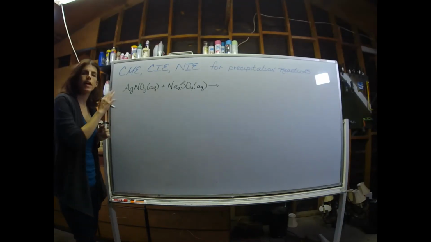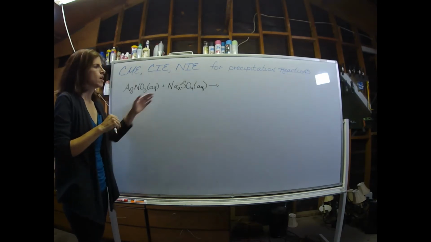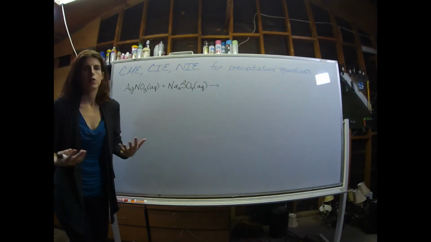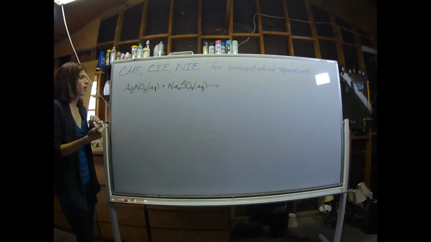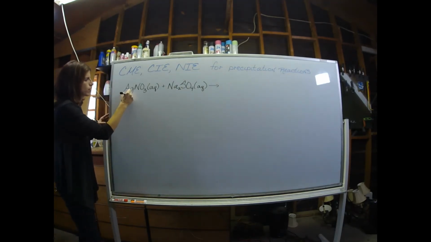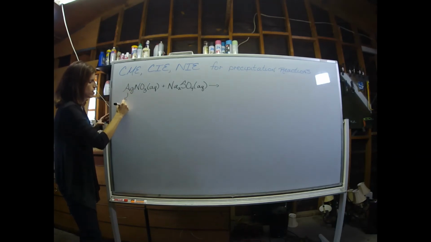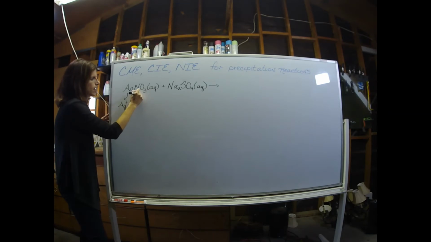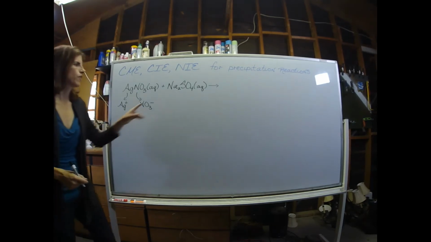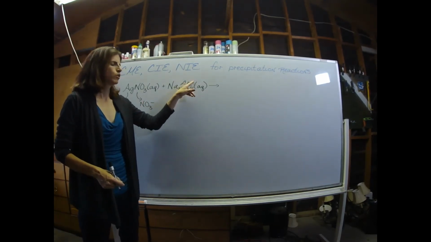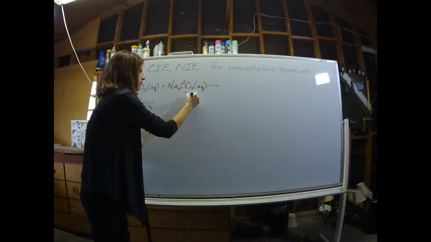Here we have aqueous silver nitrate solution being combined with an aqueous sodium sulfate solution. Let's go ahead and predict the products. So the silver nitrate is going to break into silver, which has a +1 charge, and nitrate, which has a -1 charge. Our sodium sulfate, this too belongs to the sulfate.